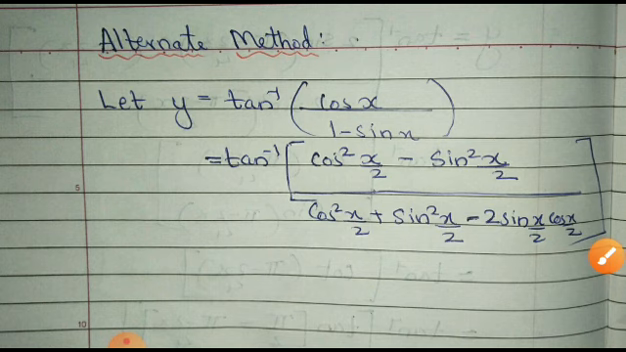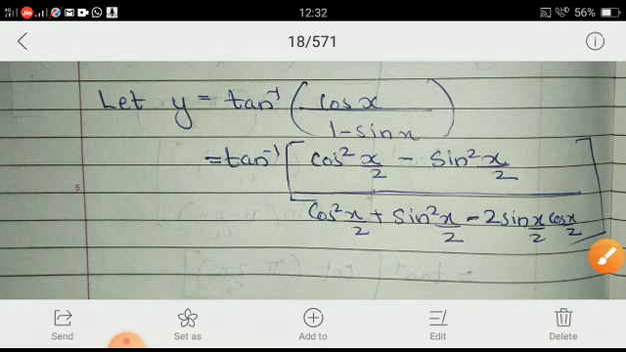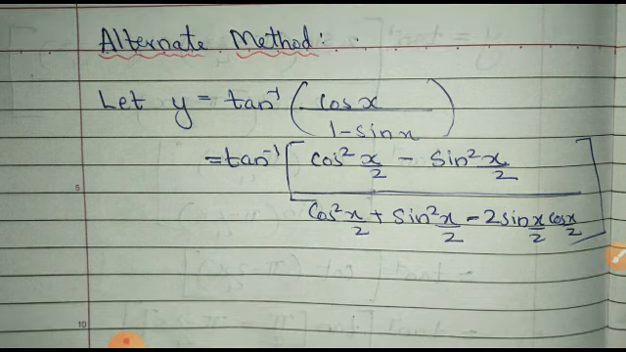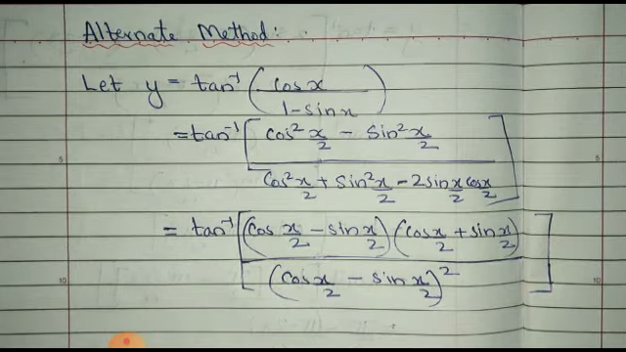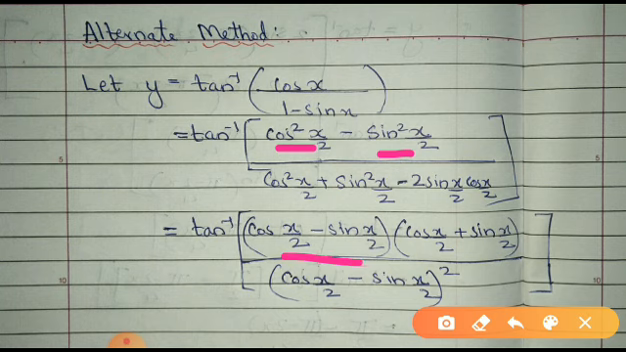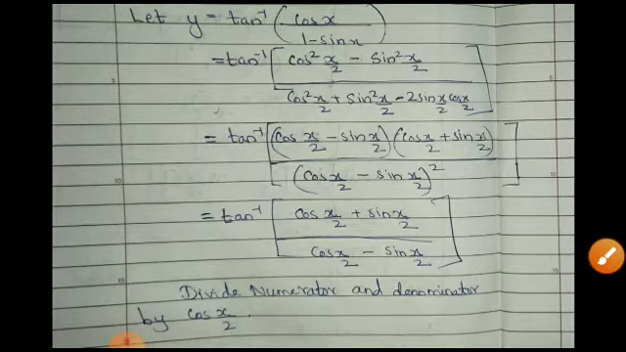So accordingly you have to write it as cos x. I'll be getting it as cos square x by 2 minus sine square x by 2 by, instead of 1, cos square x by 2 plus sine square x by 2 minus 2 sine x by 2 into cos x by 2. Okay. A square minus b square is a plus b into a minus b. This is your identity, a minus b the whole square. So that is written here. Okay.